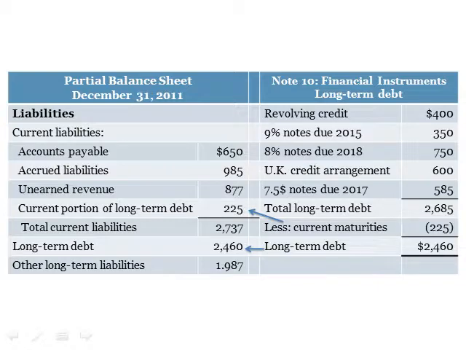It also includes a note from the financial statements. The note gives additional details about the company's liabilities. Note 10 in the example shows the interest rates and the maturity dates of long-term debt. Investors need these data to evaluate the company. The note also reports current maturities of long-term debt of $225 as a current liability and the long-term debt excluding current maturities of $2,460.